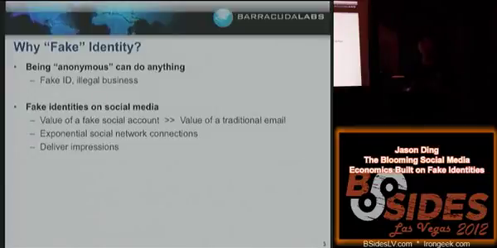So people are trying very hard to create fake identities on social media platforms. Another reason is the exponential social network connections. For email, you send to one, and that's it. But a fake social account can friend a lot of people and tag them, and then their friends can see these tagging events. So it reaches at least two levels of relationships, which brings much more impact and delivers many more impressions.